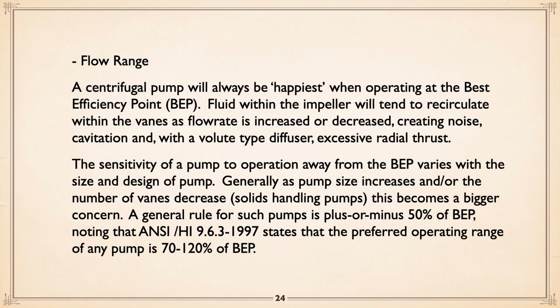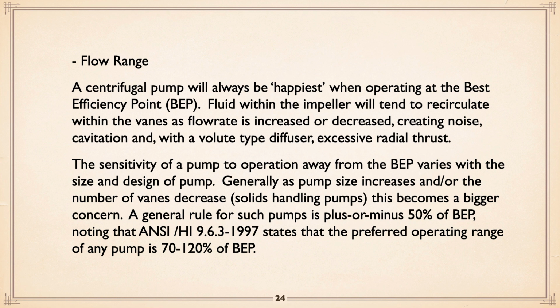Now, flow range of a pump. A centrifugal pump or kinetic pump will always be happiest when operating at the best efficiency point, BEP. Fluid within the impeller will tend to recirculate within the vanes as flow rate is increased or decreased, creating noise, cavitation, and, with a volute-type diffuser, excessive radial thrust.